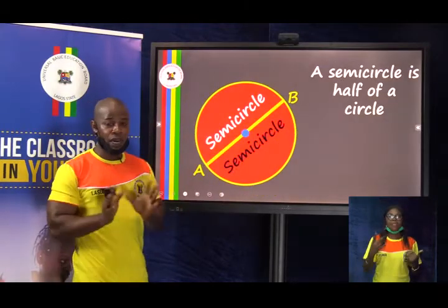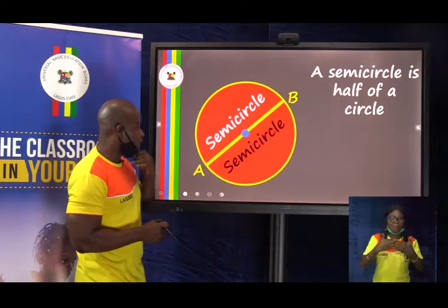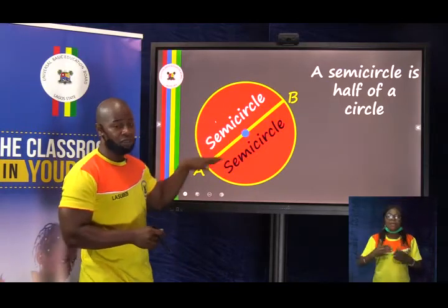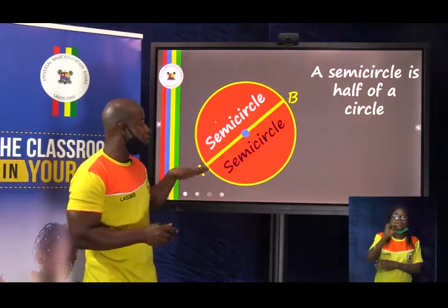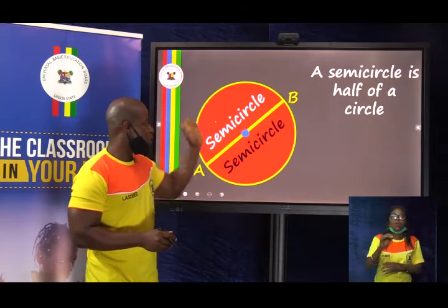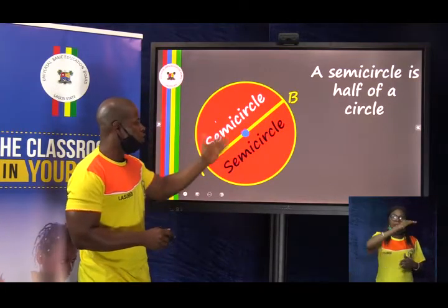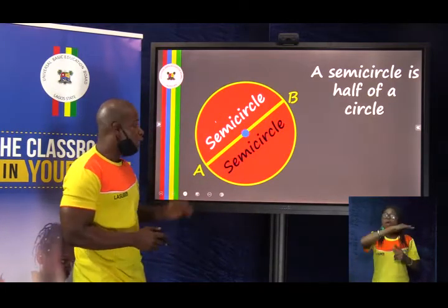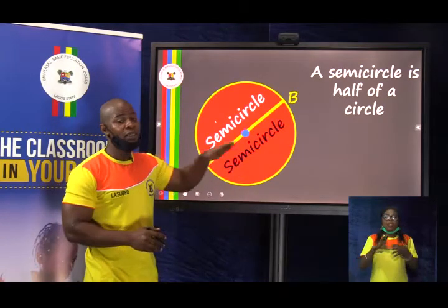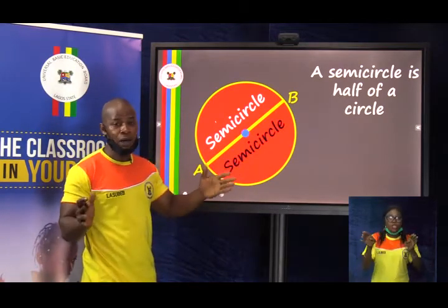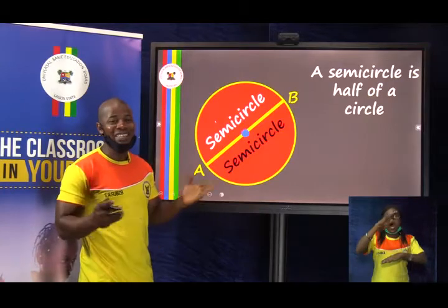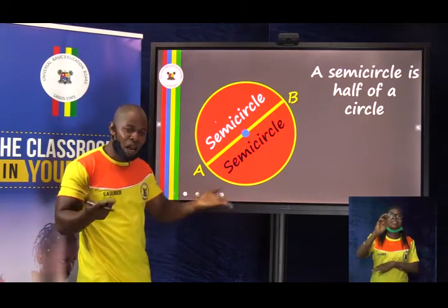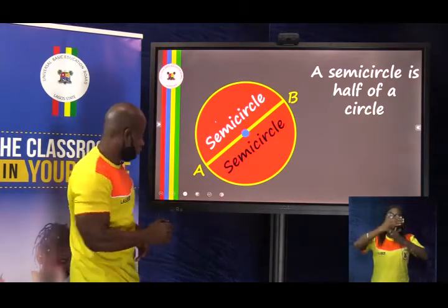Now, a semicircle, like I have said earlier, is half of a circle. So this is a semicircle. So don't forget that the diameter can come in different forms. It can go diagonally like this. It can come vertically. So all these are semicircles. They are equal. As long as you have a diameter in between, the diameter will divide the circle into two equal parts. And these parts are called semicircles. Semicircle means half circle.